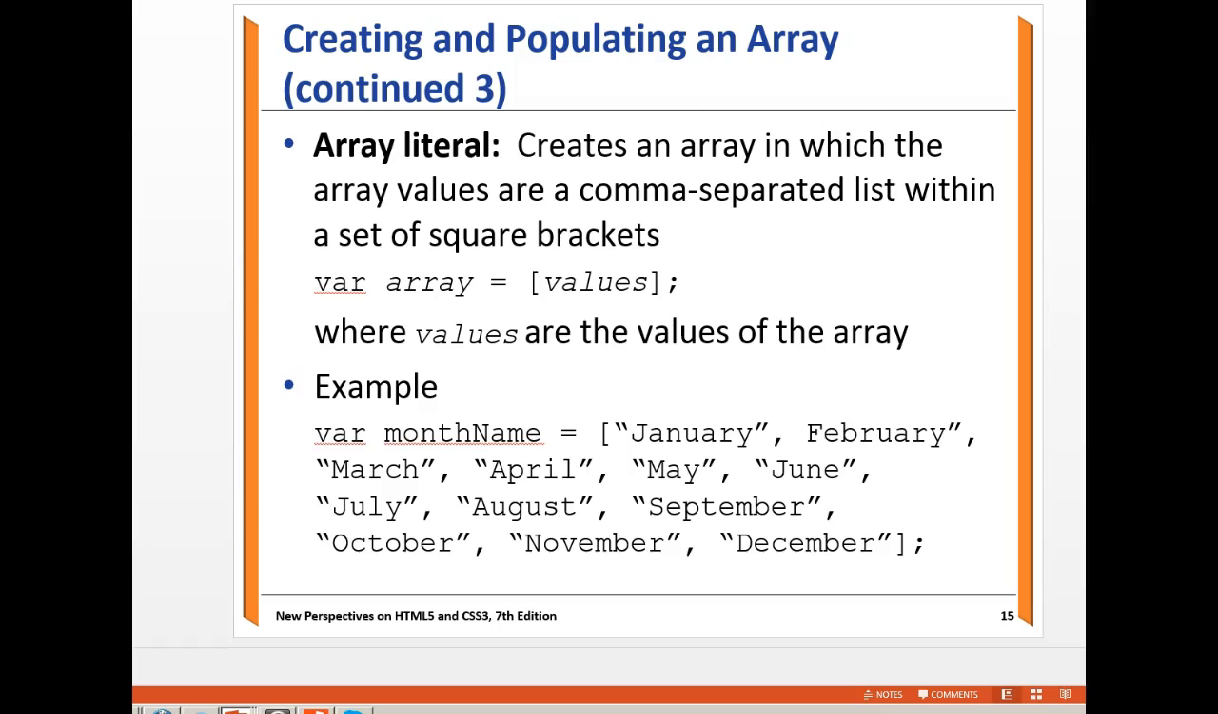Another way to create an array is with an array literal. In this way, the array values are a comma separated list within a set of square brackets. So we have the variable array equals value. So you can have the name of the array, such as month name, and then equals the values, as a comma separated list within a set of square brackets. So you can have them like this.